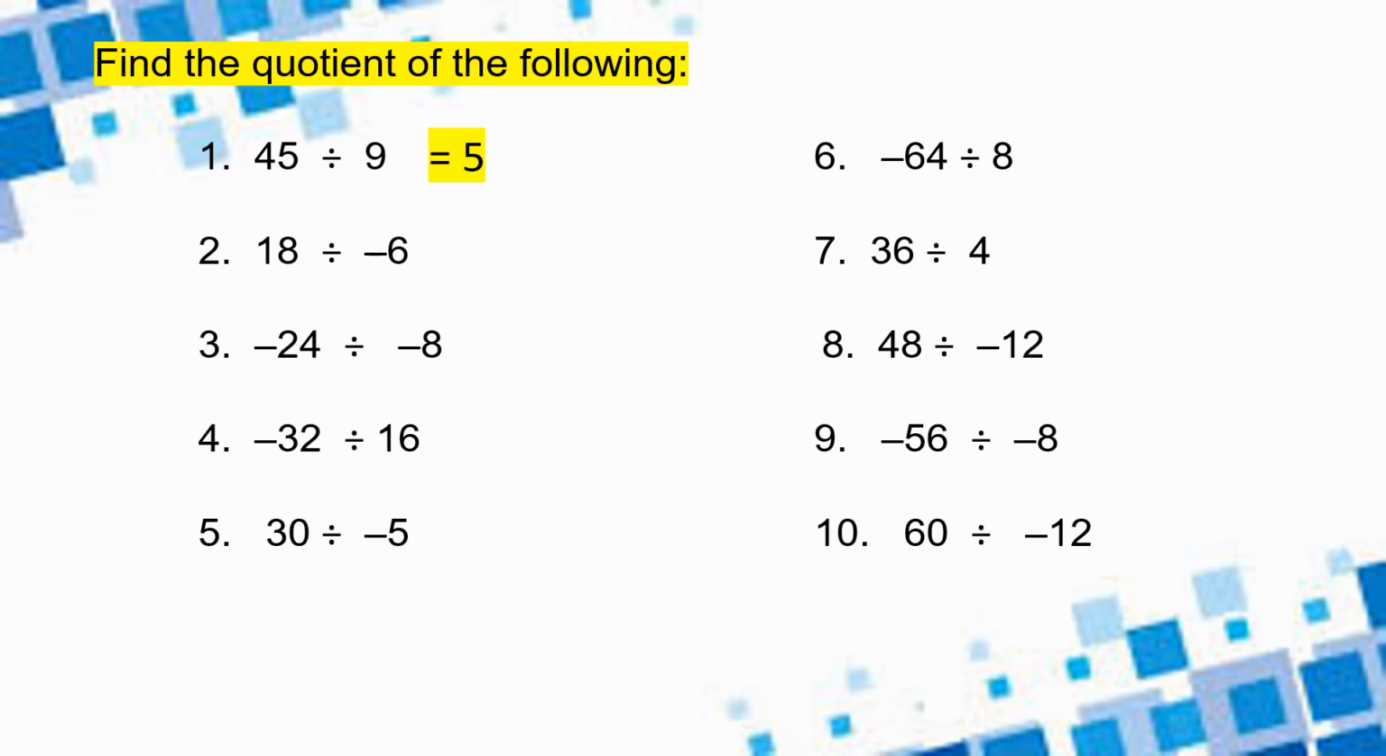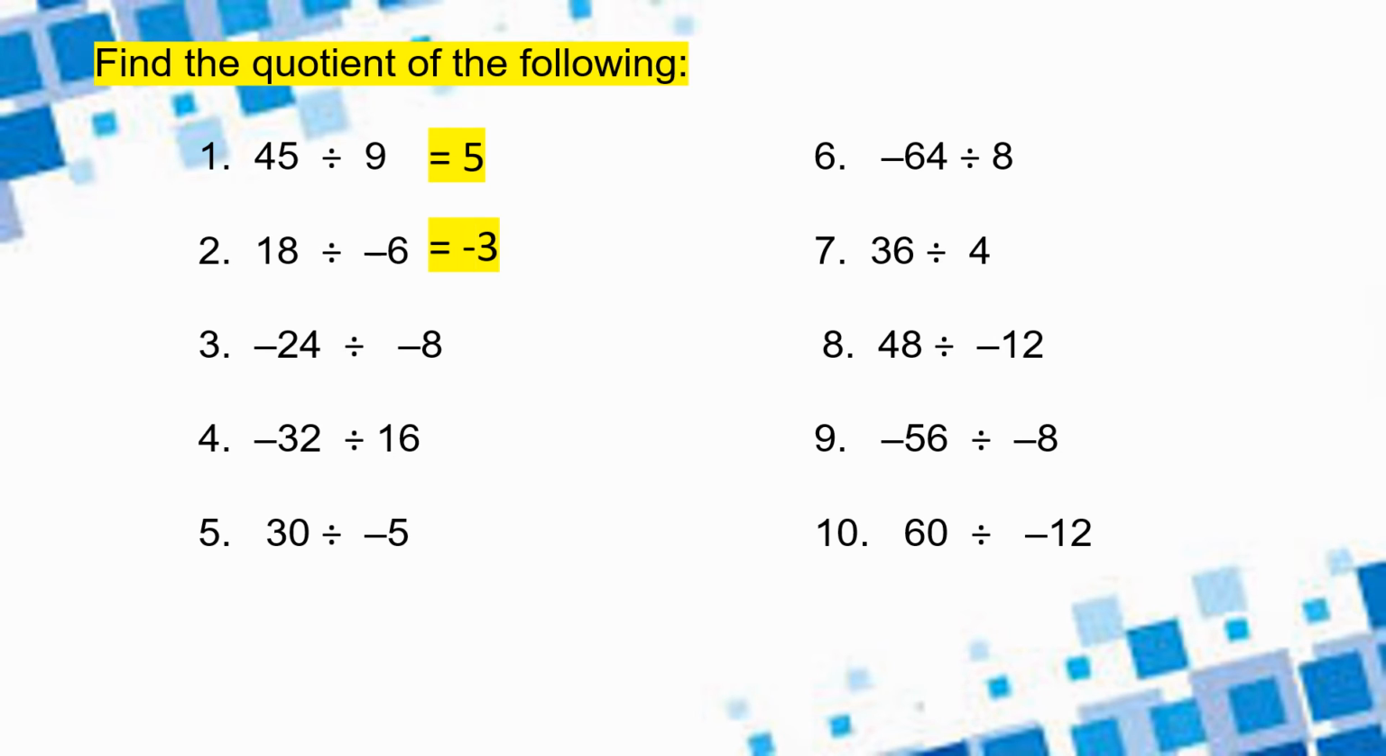Number 2. Ayan. So, 18 divided by negative 6. Unlike signs po yan, we have positive 18 divided by negative 6. Of course, the sign of the quotient, negative. Okay, so how many 6 do we have in 18? And that is 3. So, negative 3 ang ating sagot.